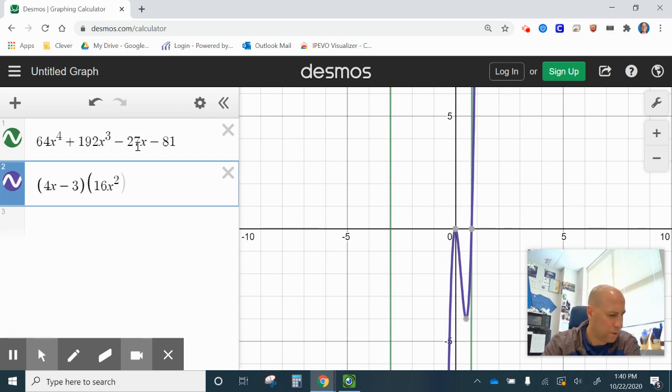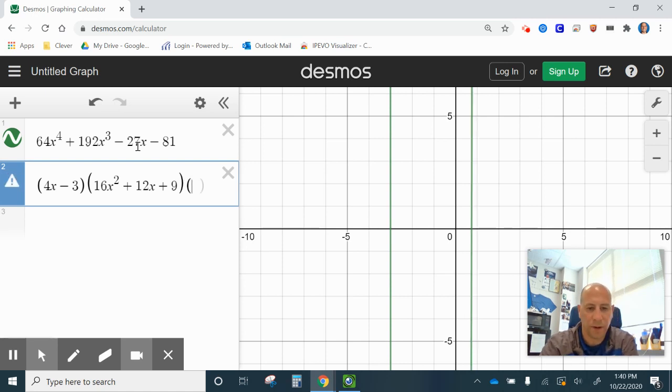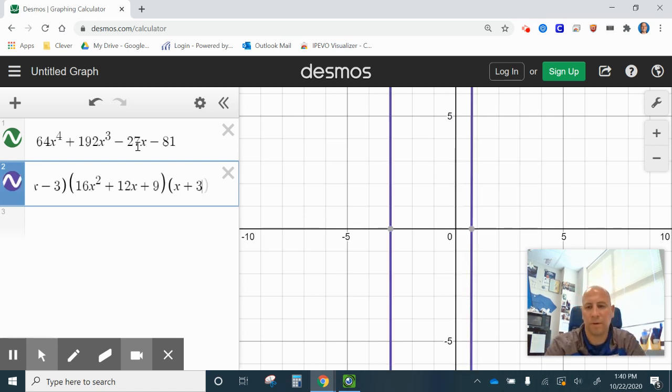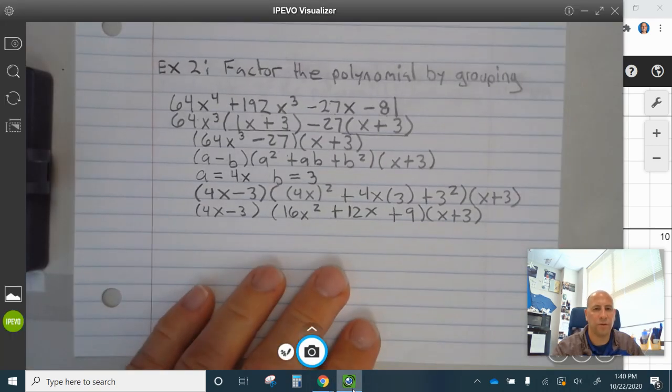squared plus 12x plus 9 times x plus 3, they'll overlap. They do, they overlap, so we know that this is a correct factorization of this. All right, so go ahead and finish up example 2.